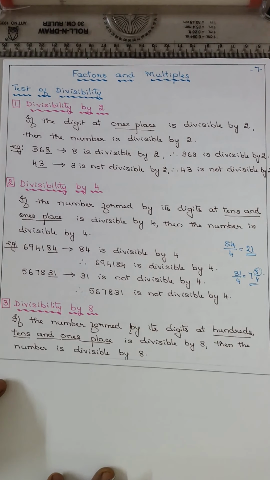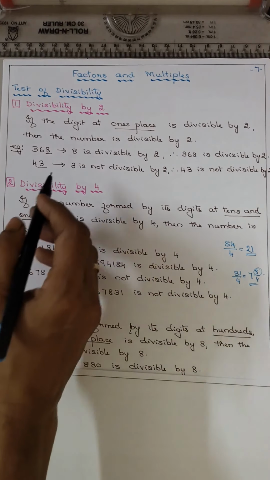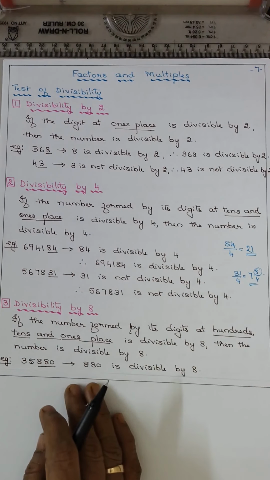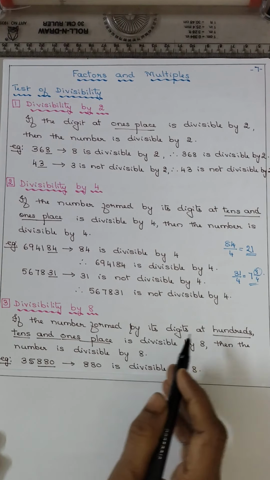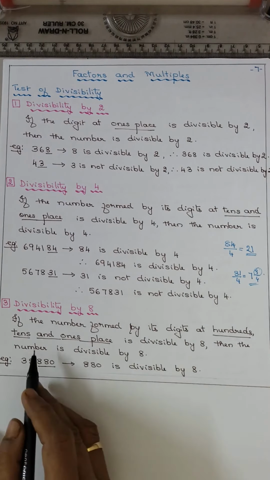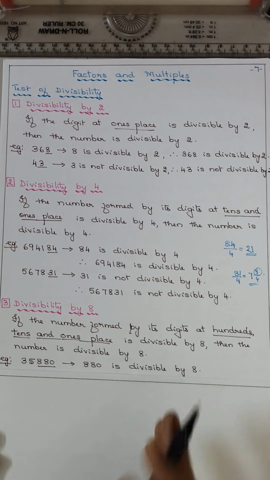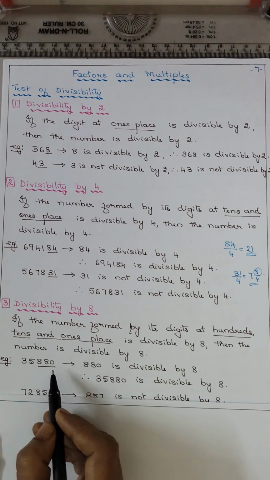Okay, now coming to the divisibility by 8. It is the same type, the method of all three is the same, only a slight difference. For 2, last 1 digit, for 4, last 2 digits, for 8, last 3 digits. If the number formed by its digits at hundreds, tens and ones place is divisible by 8, then the number is divisible by 8. So, underline the last 3 digits.